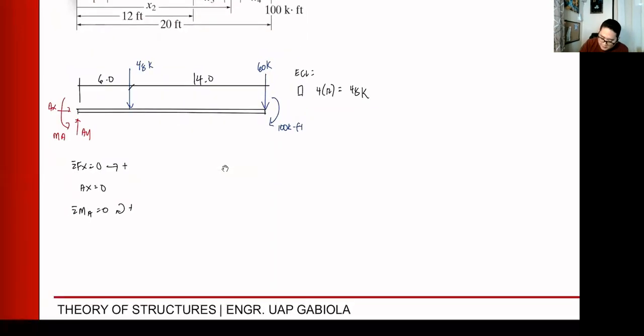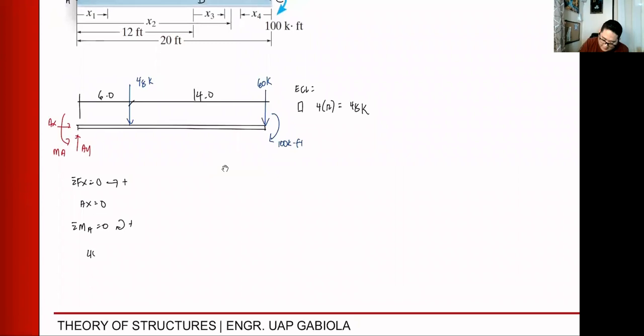Okay? So we have 48 times 6 plus 60 times 20. And then yung moment natin na applied is positive kasi clockwise din siya. Then we have minus MA is equals to 0. Yung MA natin by taking yung summation ng mga values, and then we have 1588 kip feet, okay, as our moment.